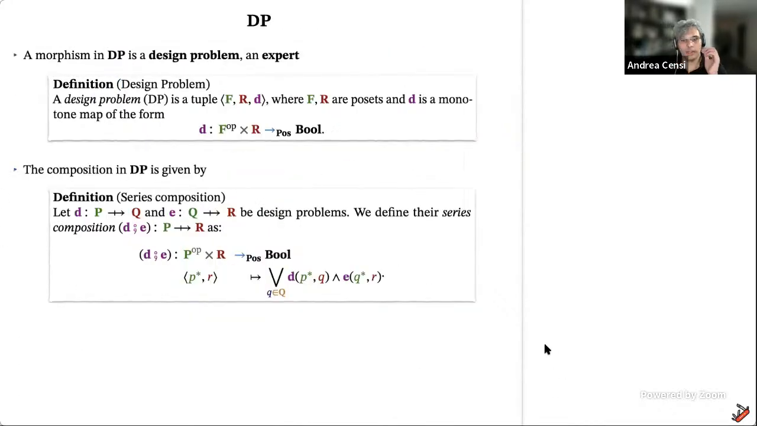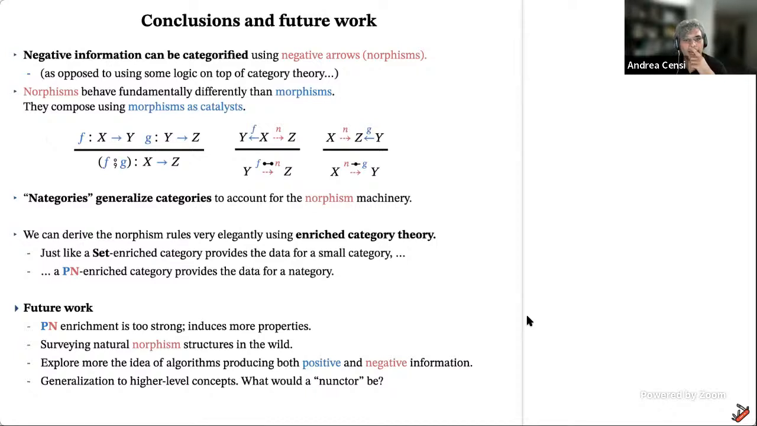All right, so I think we are at the last slide here. So, conclusions. This theory allows you to categorify negative information with these new arrows that we call norphisms. What's to take away here is that norphisms are not morphisms in a different category. They compose in a different way, and they compose using morphisms as a catalyst. Now we defined nategories to be categories that also have some accounting part for these norphisms.